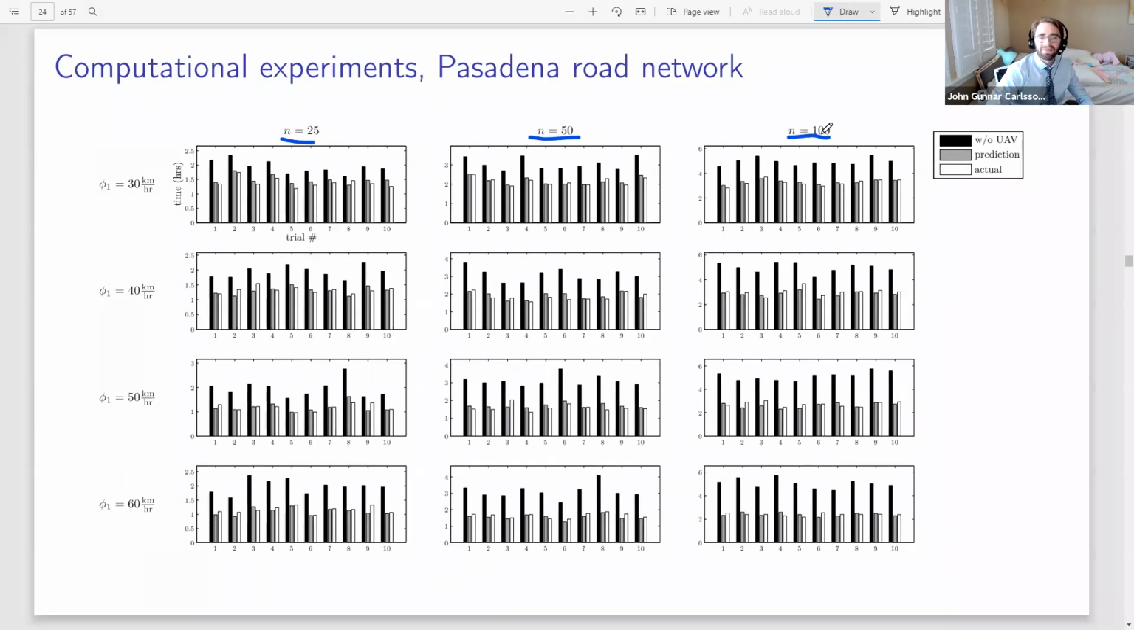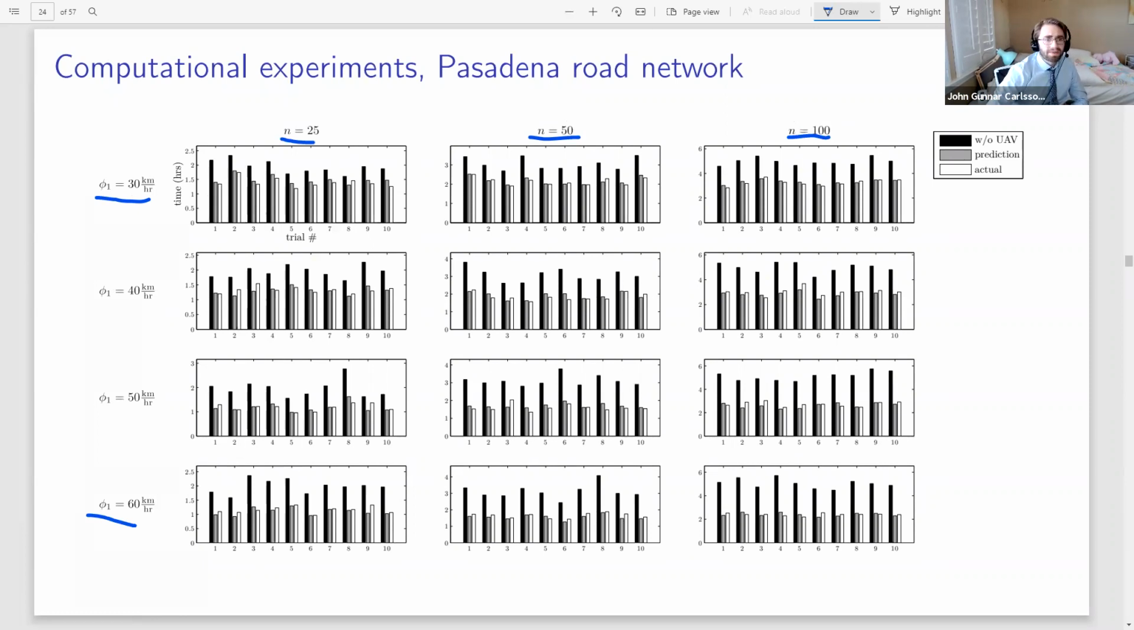For the 3 columns, we've got the number of customers that you have to visit. We call that N. It's either 25, 50, or 100. And then we tried various speeds of a drone, from 30 up to 60. The truck speed, of course, is just induced from the road network, right? You can get that. So we didn't have to make any assumptions about the truck speed. That comes from the data.